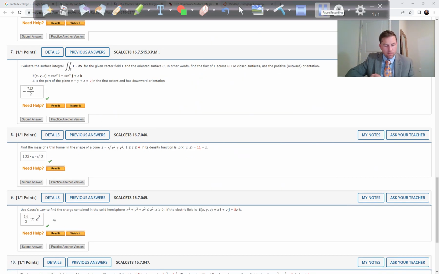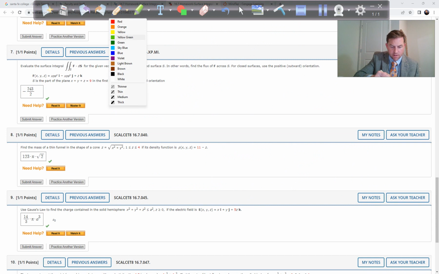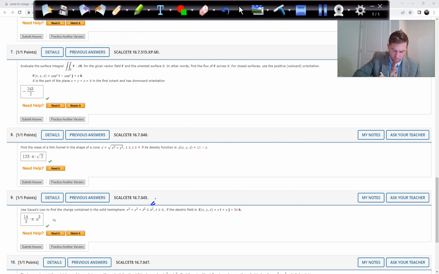Okay, for problem 9, we're given a hemisphere problem. Gauss's law to find the charge contained in a solid hemisphere. Now when you see things like hemispheres, think spherical coordinates. So we have a squared is the same as rho squared. So rho, the radius of the hemisphere, is a, just a constant here. And our electric field, E, in x, y, and z, is equal to x, y, and 5z.